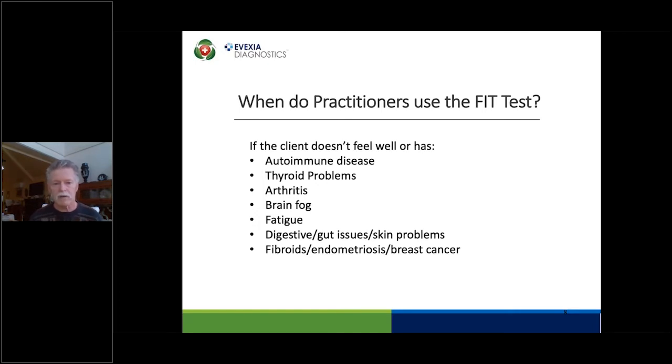So all these diseases have one thing in common. It's inflammation. And the ability of the FIT test to measure inflammation using the C3d flag, the C3d component on the antibody is very, very important, because inflammation is really the cornerstone of all diseases. I mean, it's in one way, shape, or manner. So in the next slide.